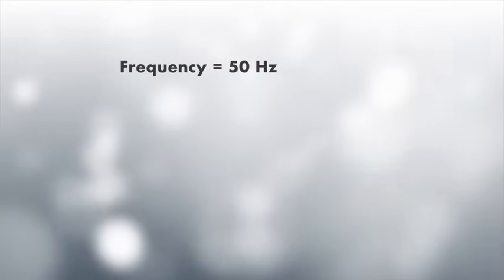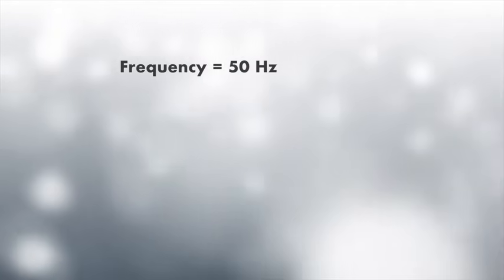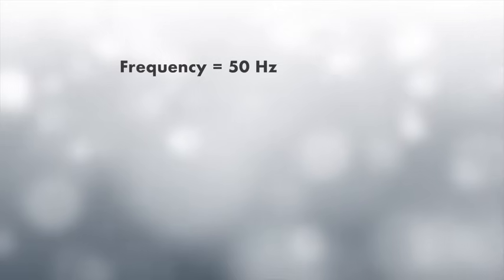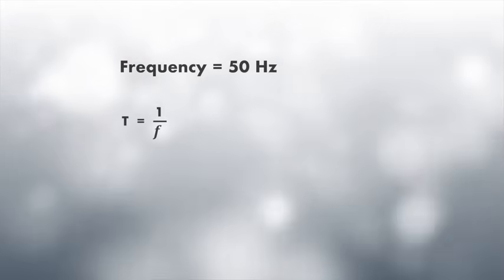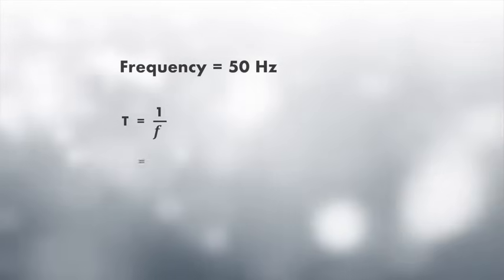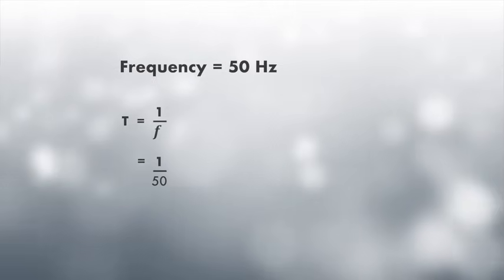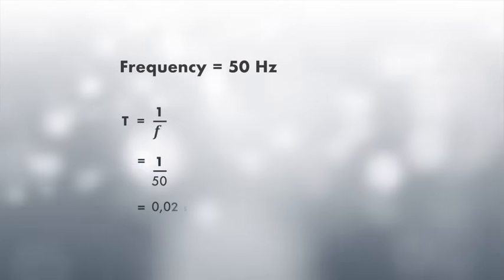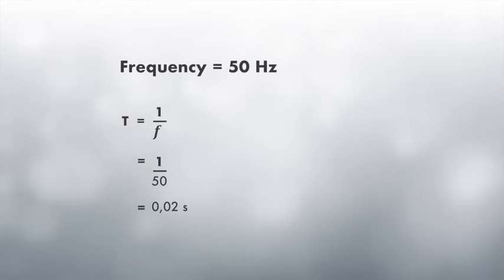The frequency of vibration is the same as the frequency of the Eskom main supply. In South Africa, electric power is supplied at a frequency of 50 Hz, 50 cycles per second. The period of vibration is equal to the inverse of its frequency. T equals 1 over f. T equals 1 over 50. Therefore, T equals 0.02 seconds.